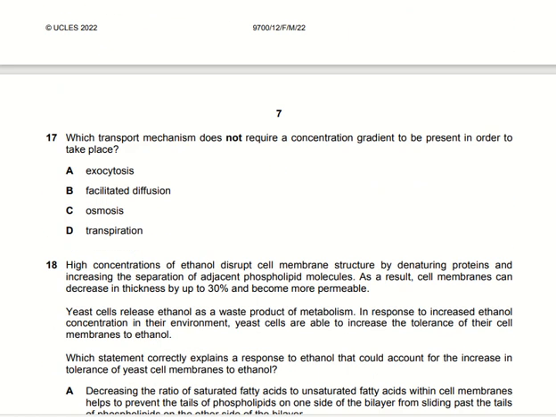What transport mechanism does not require a concentration gradient to be present in order to take place? Exocytosis. Exocytosis does not require any concentration gradient because it is just the movement of water or some other molecule out of the cell. Facilitated diffusion, osmosis and transpiration all require the concentration gradient to take place. So option A here is the right answer.